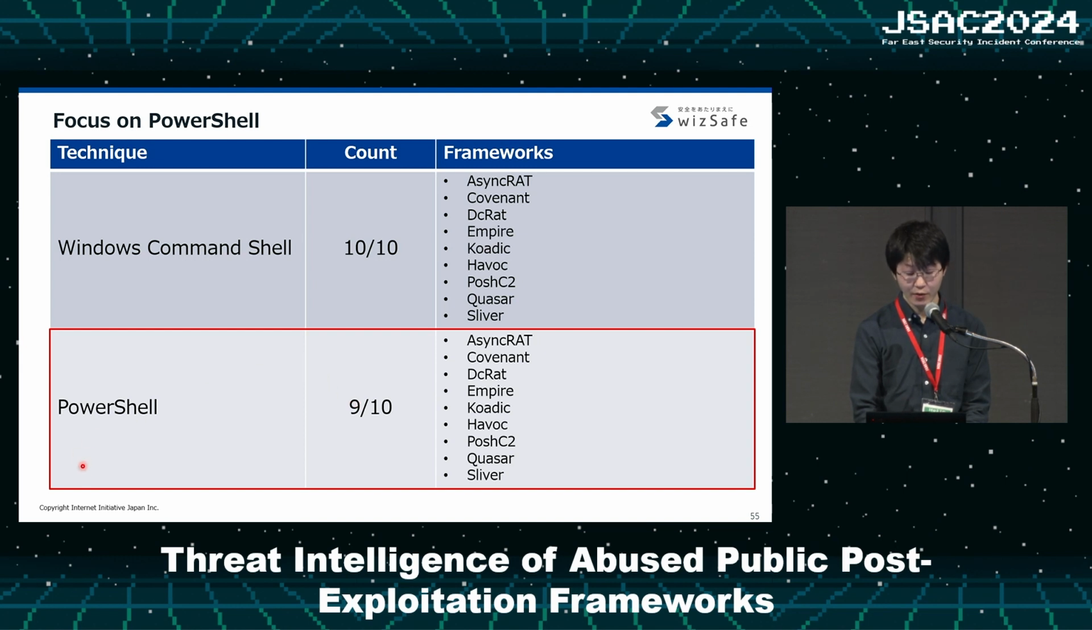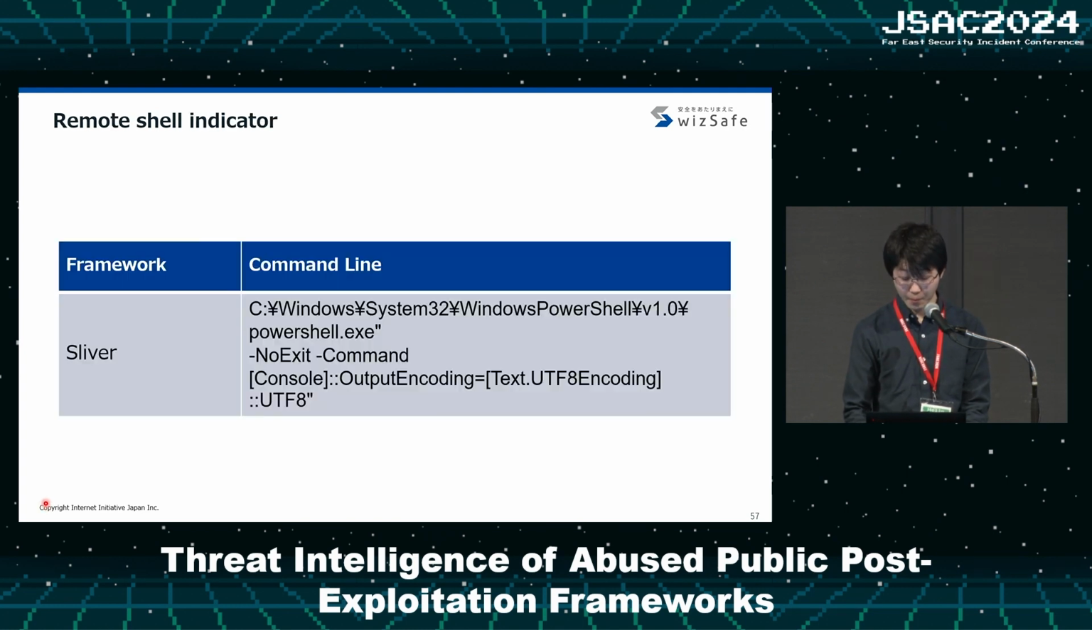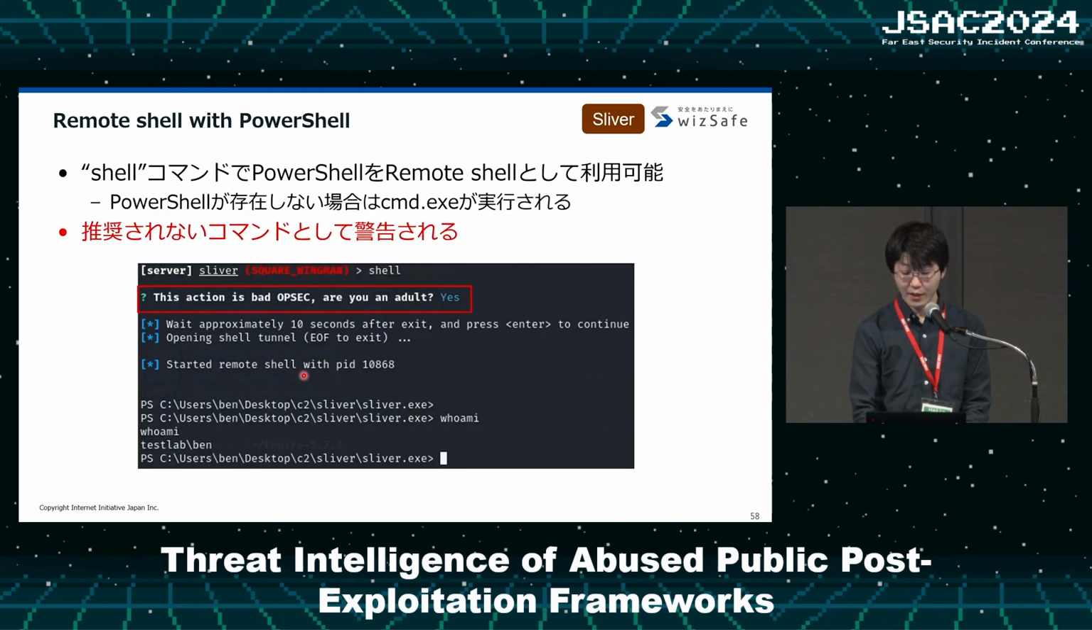And next, these are the techniques on PowerShell. PowerShell, just like the Windows command shell, has the same purposes. As indicator information, I will explain the command line. First, the framework having the remote shell is only Sliver. As an indicator, the PowerShell execution is different. Output is encoded in UTF-8. The -NoExit option is also given, so it's an interactive mode. For Sliver, the remote shell functionality is there, but when you execute it, a warning shows that it's not recommended. So maybe it's not actually being used.